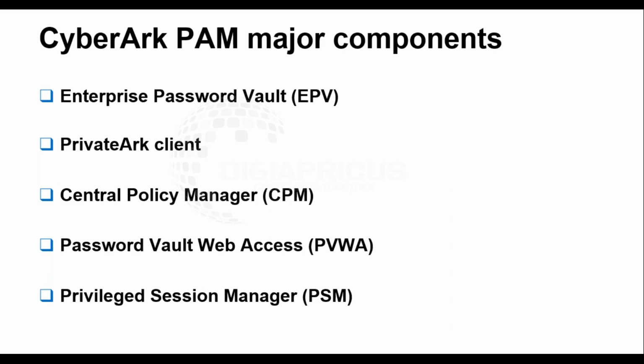The first one is, as I said, EPV, which is your most important database, I would say, or vault storage of the solution, which is highly secured. Then you have the PrivateArk client, which is basically a Windows thick client. You have to install that to access the vault data. Then you have your CPM, the central policy manager, which is used to manage the policies plus rotate the passwords. The fourth is your web access, PVWA, and the fifth one is your PSM, as I said.